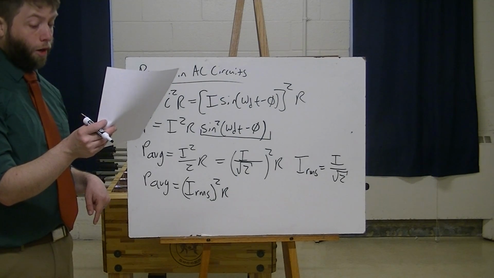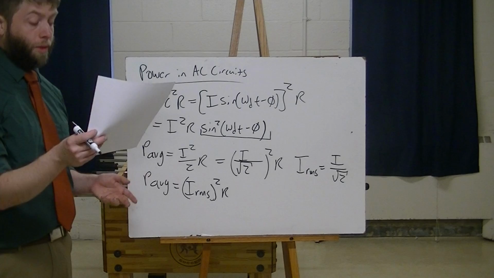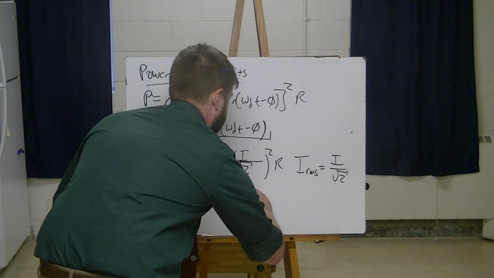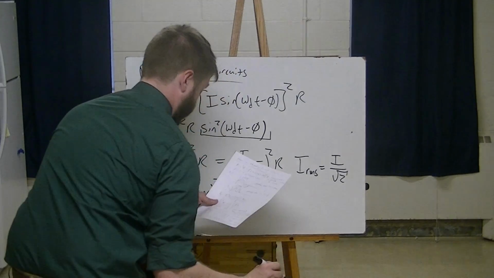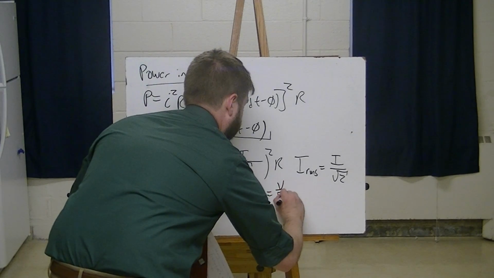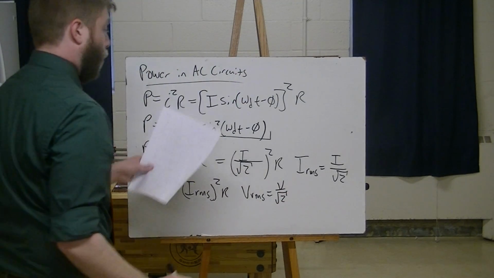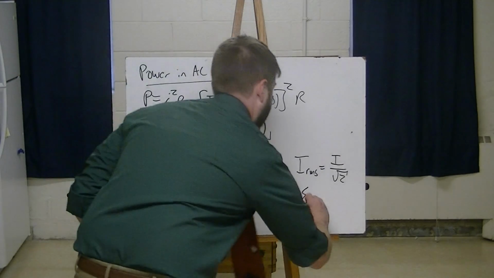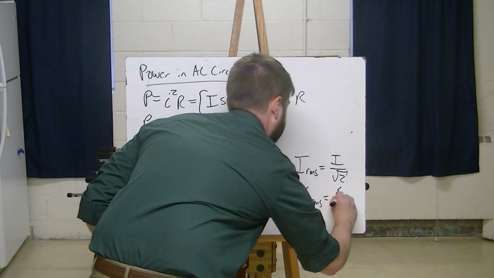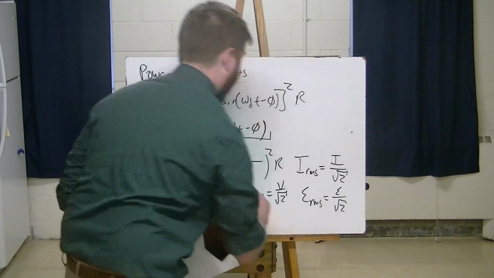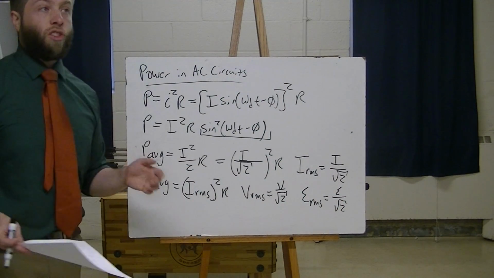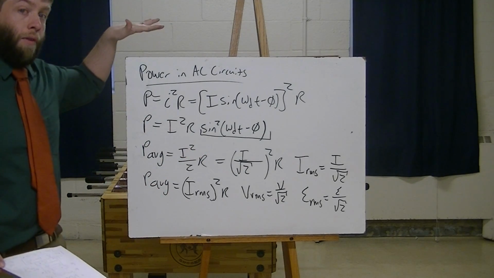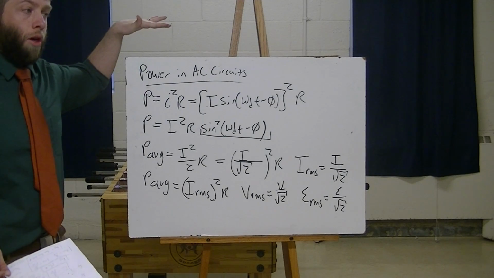We can do the exact same thing for the voltage. V RMS is equal to the voltage amplitude divided by the square root of 2. Or we can do the same thing if we're talking about an EMF, and the root mean square of the EMF is equal to E over the square root of 2. So we've got these root mean squared terms, and the question is, what exactly are they doing? I'm going to go on to the next whiteboard and explain what that is. Make sure you have this in your notes.